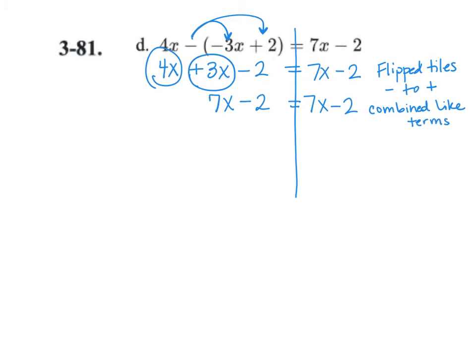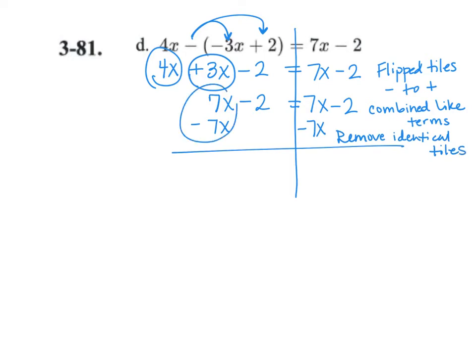Now, you may have already noticed that the left side, 7x minus 2, is the same as the right side, 7x minus 2. So what we could do here is remove 7 x tiles from both sides. We can remove our identical tiles. Okay. And let's look at what we're left with. When we remove those identical x tiles and we take them away, now I'm left with 2 negative unit tiles on the left and 2 negative unit tiles on the right. I could also remove those identical tiles to get 0 equals 0.